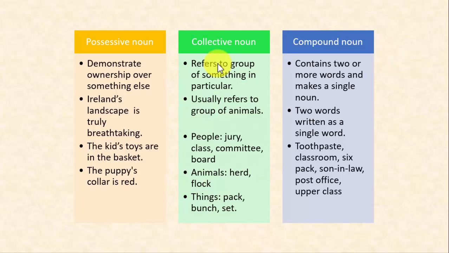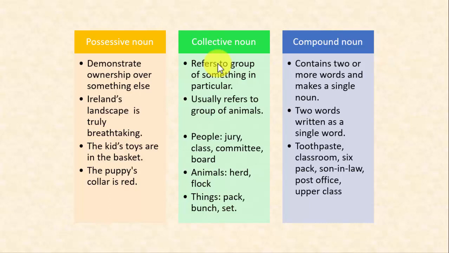For animal classes, we sometimes use herd or flocks. For things, packs, bunch or set. Bunch of grapes, set of books. So these are all about collective nouns.